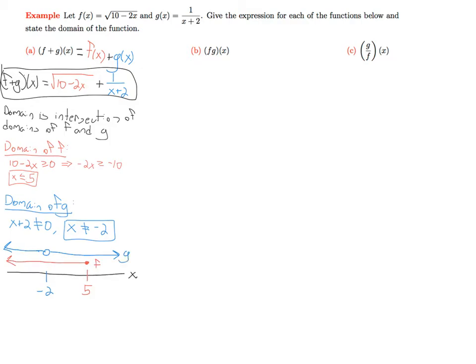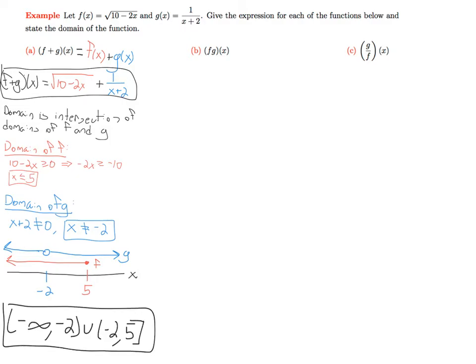And now we look at where these values overlap. So that's going to be all of these values over here, less than or equal to 5 and not equal to minus 2. So writing this out in interval notation, we get the interval that goes from minus infinity up to, but excluding minus 2, and then picks up on the other side of minus 2 up to and including 5. So there is our domain for the expression for the function f plus g of x. These are all the values that we can plug into both f and g.